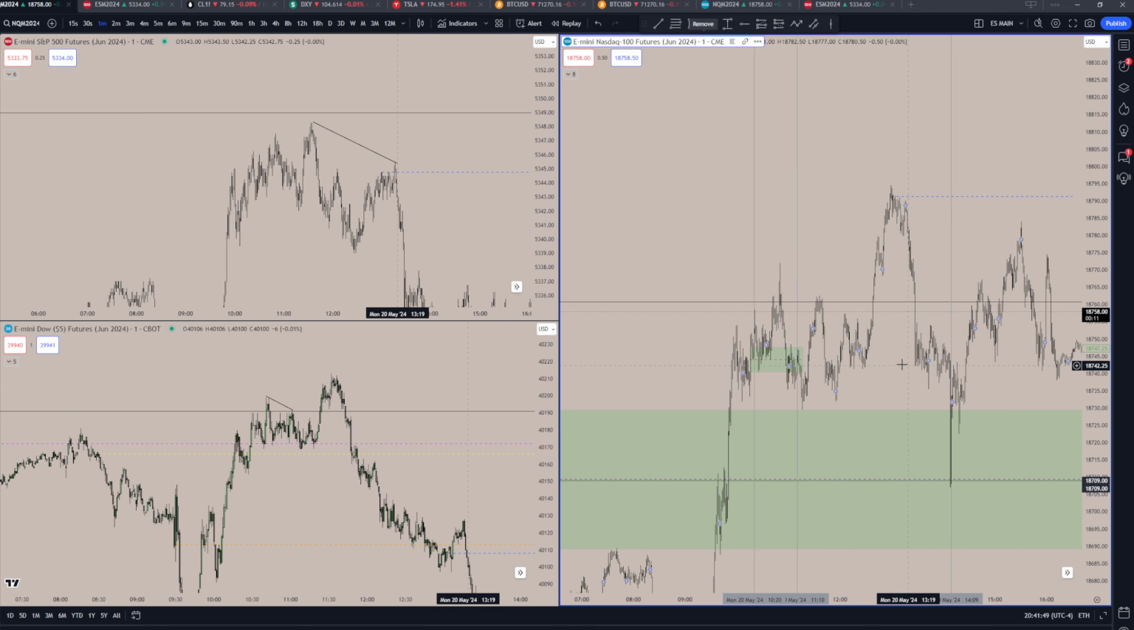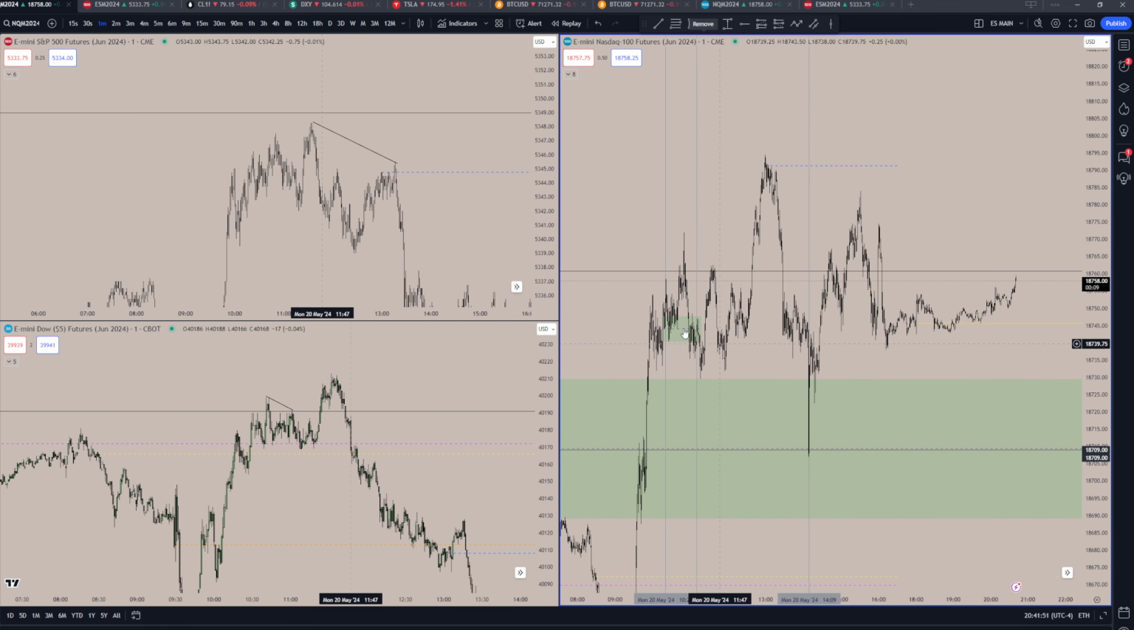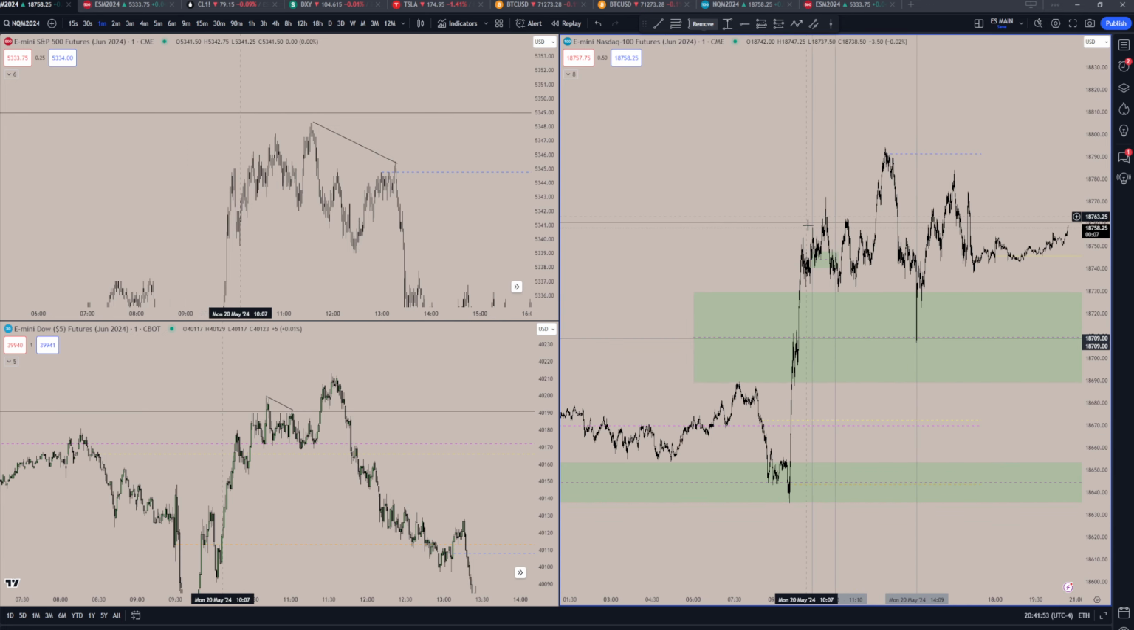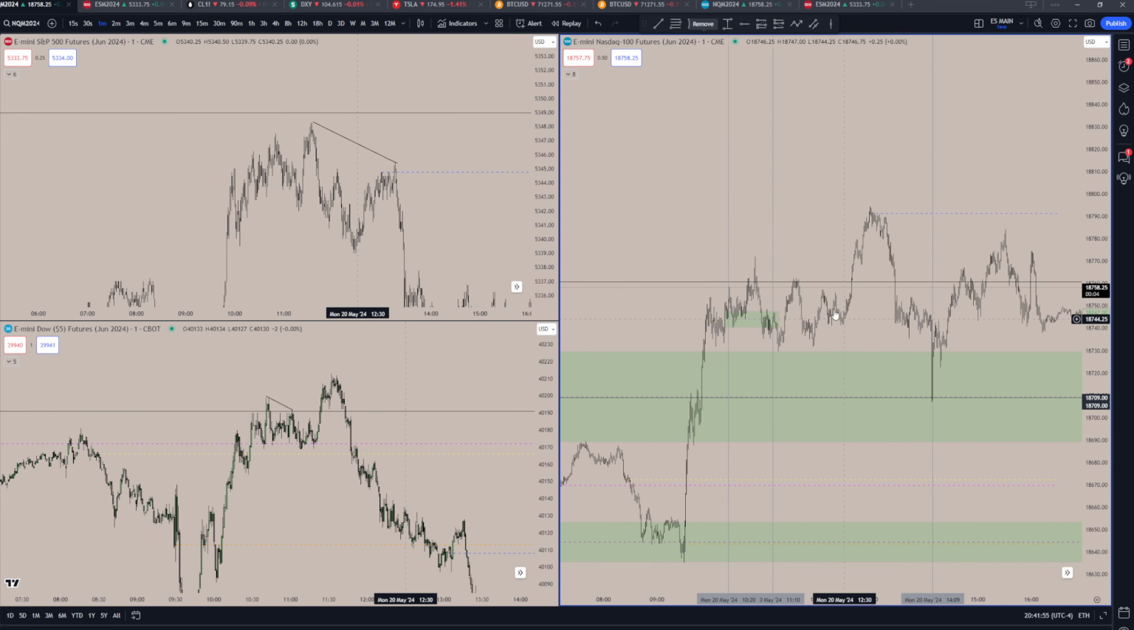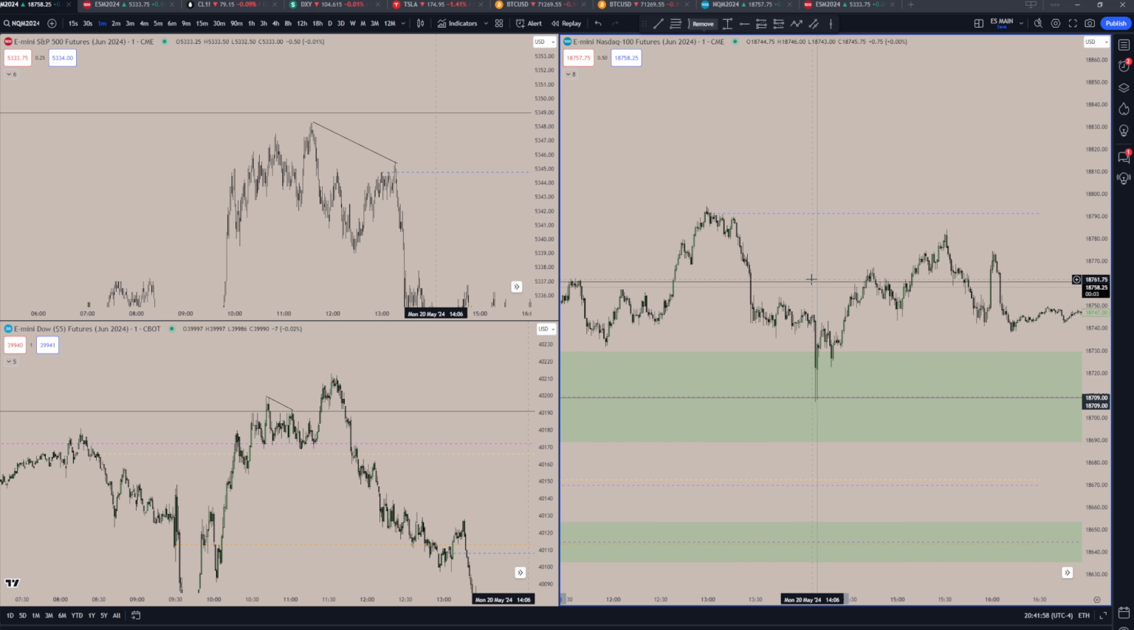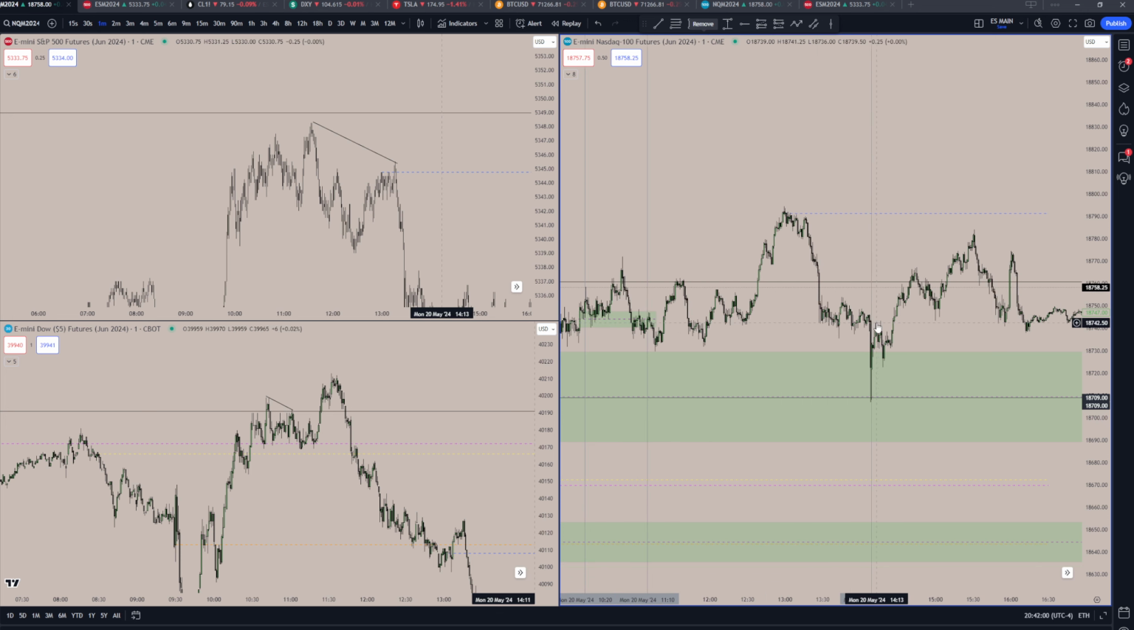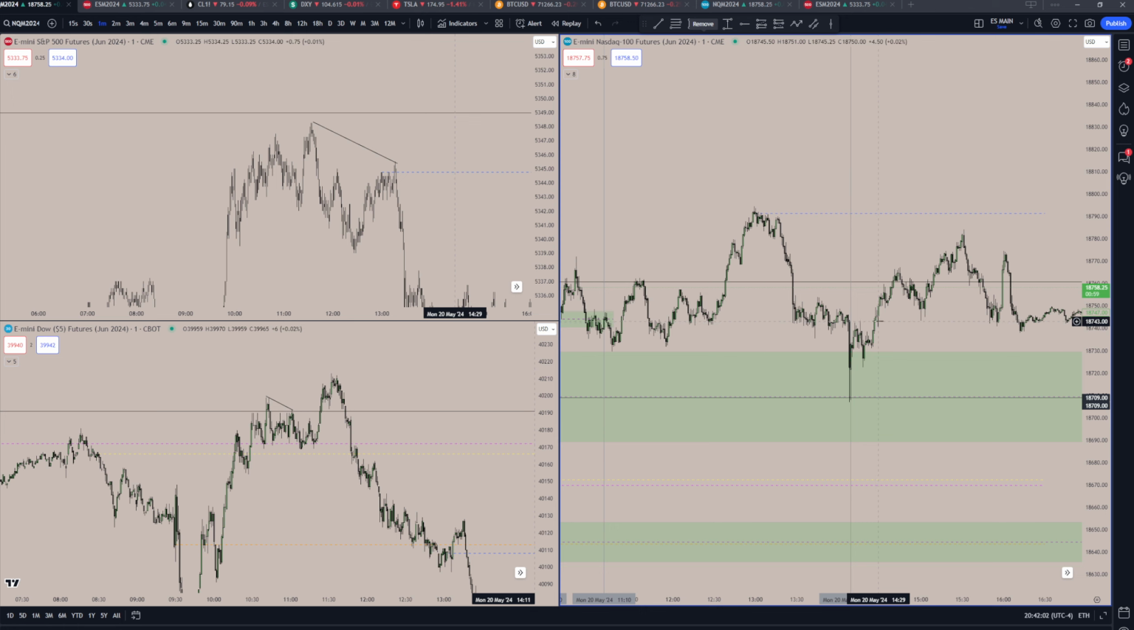Or sometimes you'll have a day like this. I mean, it is a Monday after already a huge move in the morning. You can expect price to be kind of like this, sideways. Doesn't mean it's untradeable. It just means it's not as clean and trendy, if that's how you want to say it.